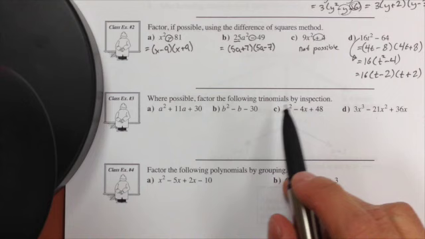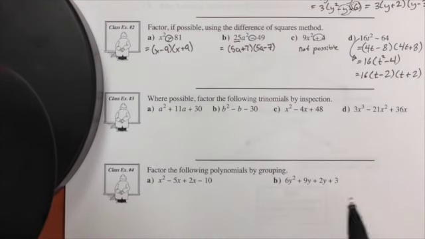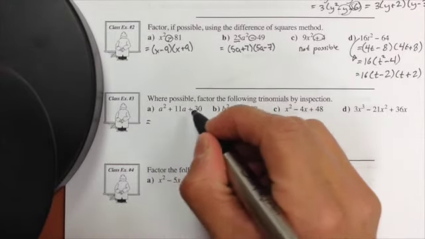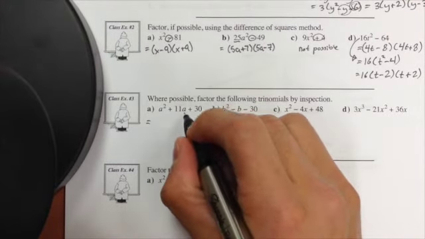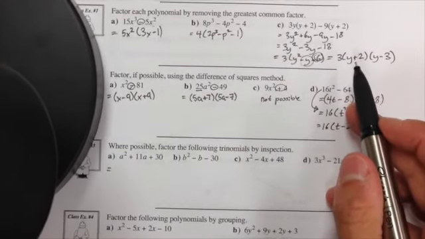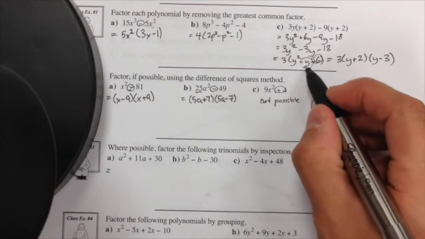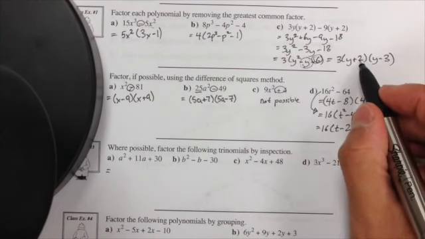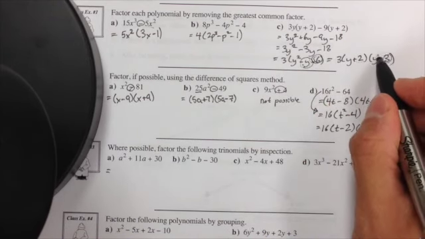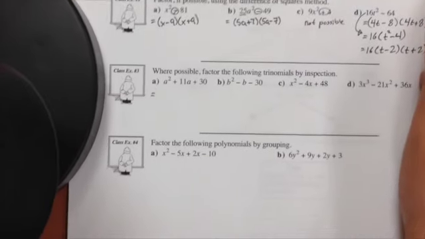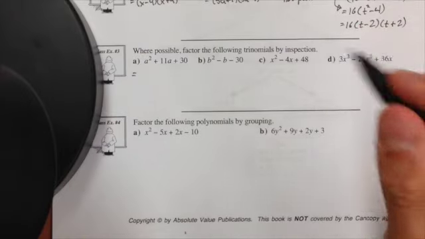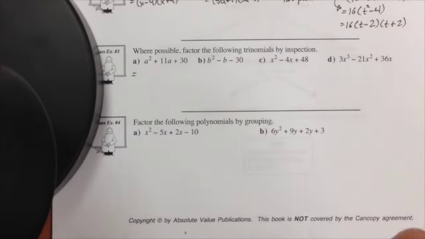Next, where possible, factor the following trinomials by inspection. And so we just have to look at these and then factor them. So if I were to inspect this first one, a squared plus 11a plus 30, look back to one of our first examples. I knew that my middle term had to be a sum of these two numbers, the 2 and 3, and that my last term, 6, had to be a product of 2 and 3. And so I'm going to keep those rules in mind for these ones.